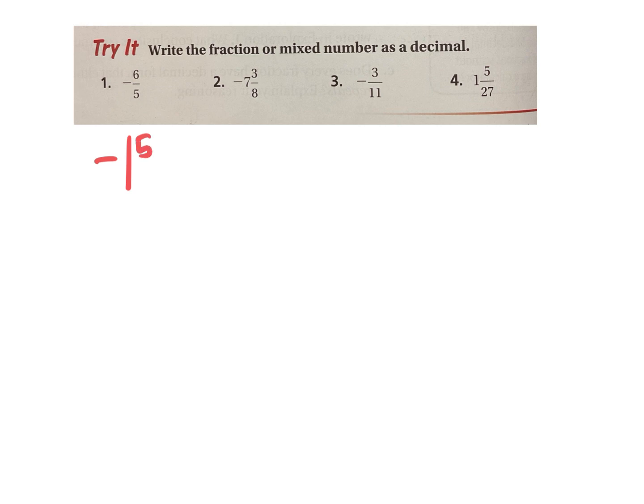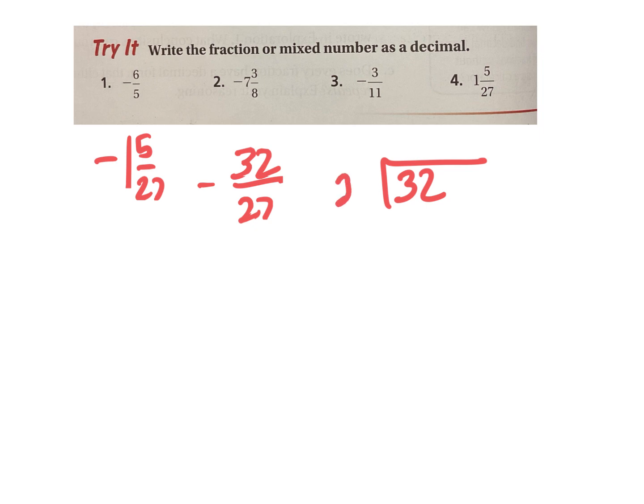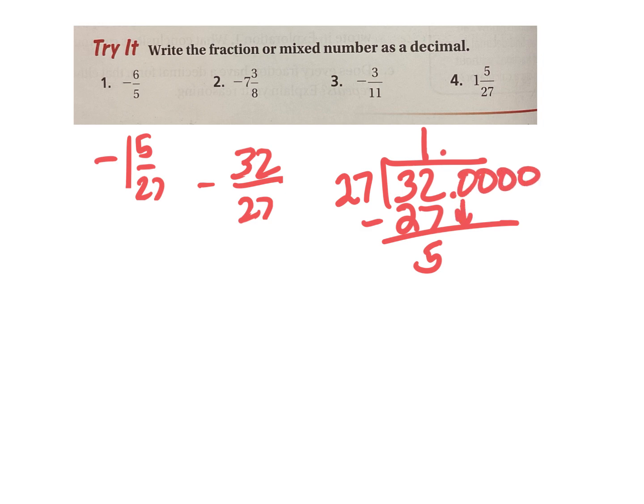Negative 1 and 5/27ths. Make it into an improper fraction. So 27 times 1 plus 5, 32 over 27. And then I put my numerator inside, my denominator to the side. How many times does 27 go into 32? It goes in there 1 time. Subtract, 5. Now I'm going to add my decimals here. A bunch of zeros. Like that. How many times does 27 go into 50? Just 1 time. And then 27.